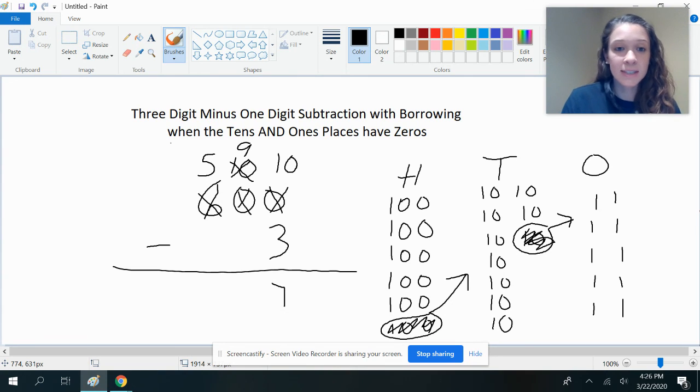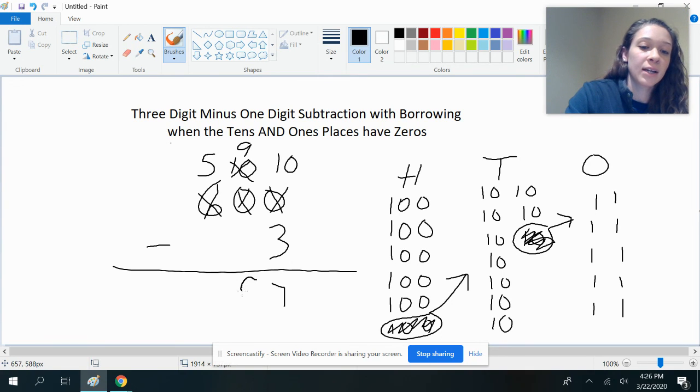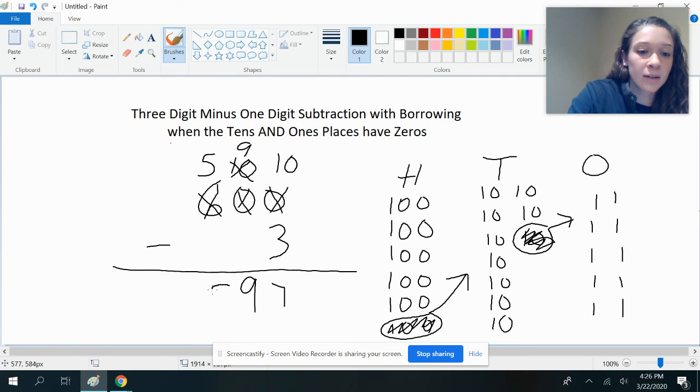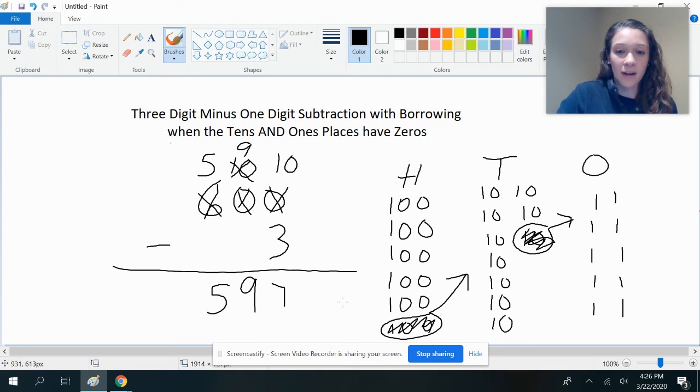Now I can move over to the tens place. So 9, take away 0 is just 9. So I'll write that in my tens place. And now I'll move over to the hundreds place. So 5, take away 0 is just 5. So I'll write that in my hundreds place. And now you have your answer of 597.